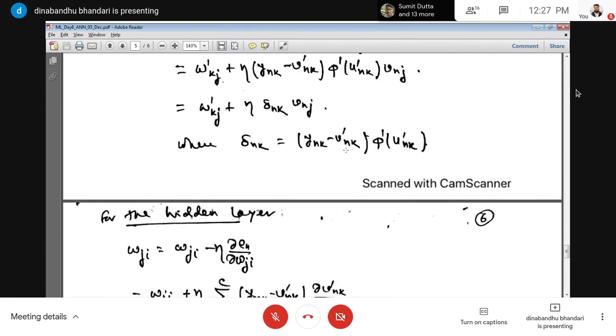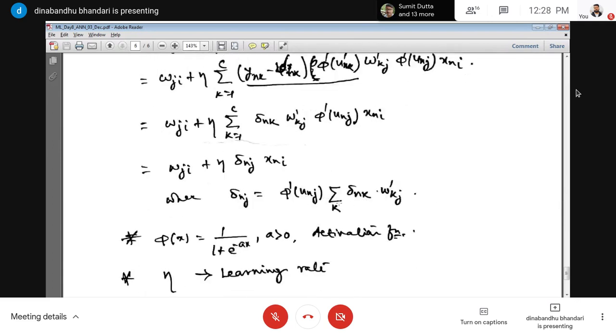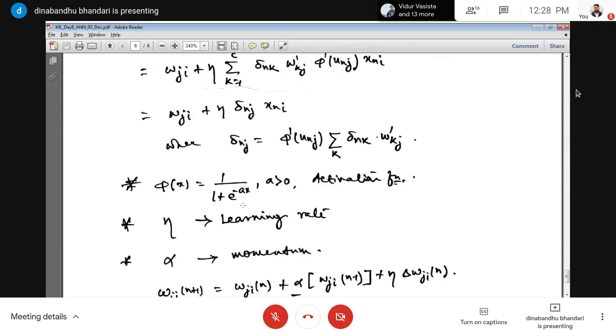This one is a bit simple, but this one will be a bit complex. Using delta Nk, we can calculate delta Nj. And we can go further, if you have more hidden layers, the same approach will be used. Okay, so phi x is this. This is the activation function we call. Eta is the learning rate.